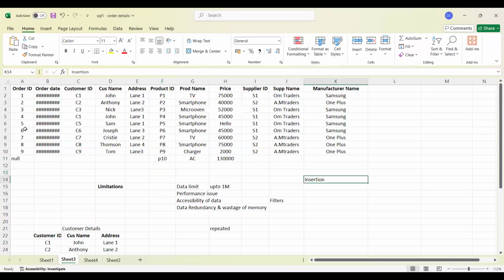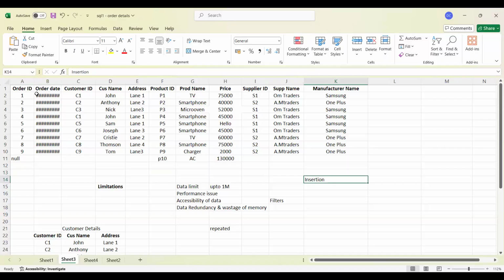That anomaly is called insertion anomaly. I cannot insert some kind of new data if I store the data like this. The primary key will create a problem. Okay, am I clear? Okay, Divya. So this is called insertion anomaly.